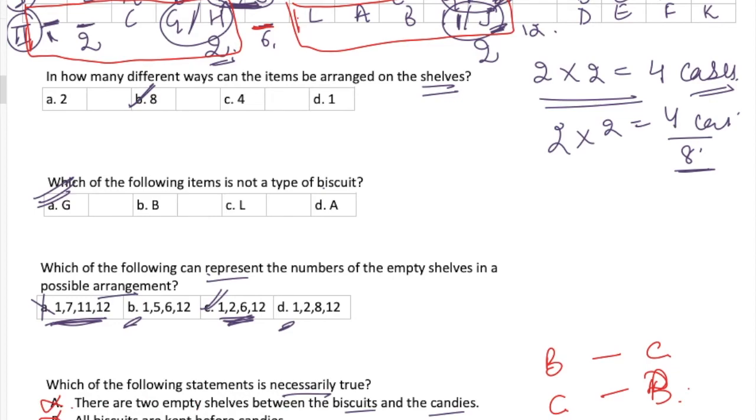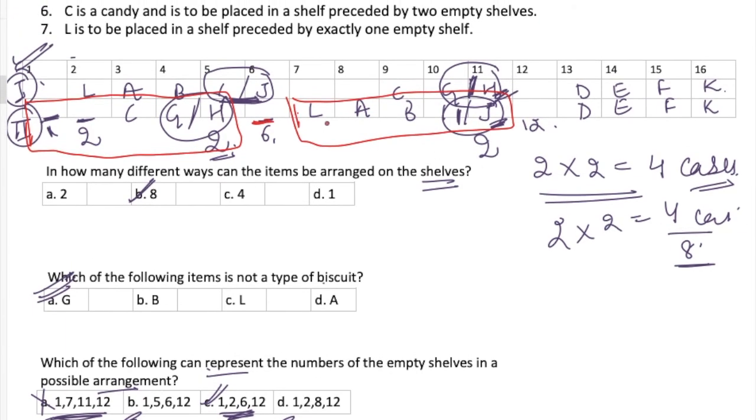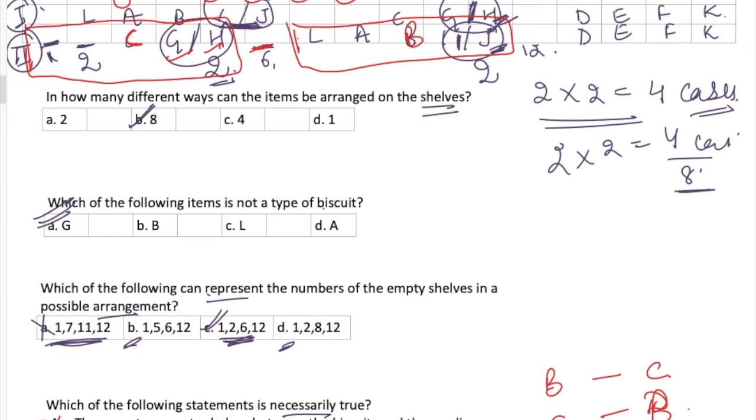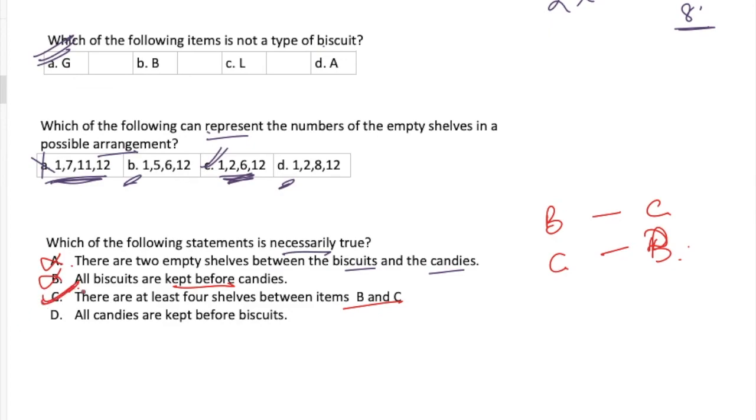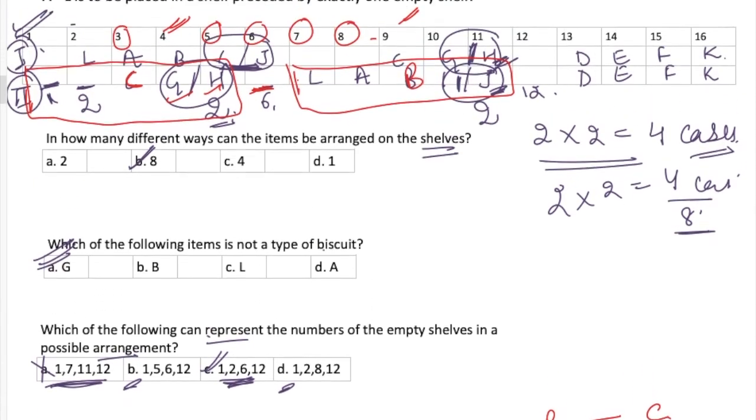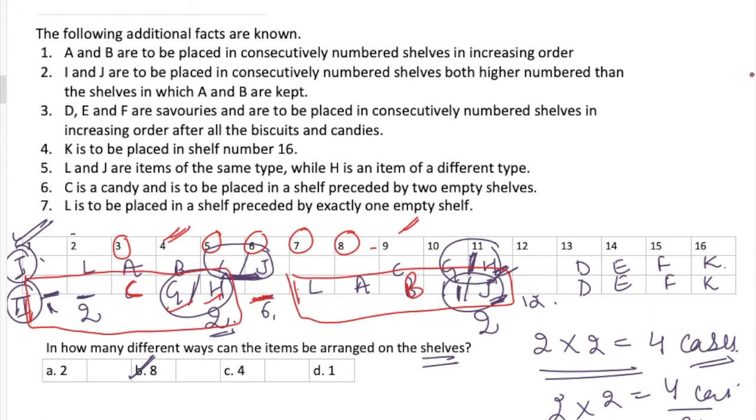Next is, there are at least 4 shelves between items B and C. Now this one you can verify is true. Here B is at 4 and C is at 9. So obviously there are 4 shelves here, 5, 6, 7 and 8 between B and C. Here C is at 3 and B is at 9. Again there are more than 4 shelves here. So this will be our answer for the last question. I hope you guys understood this question, and keep watching the videos for the next sets.